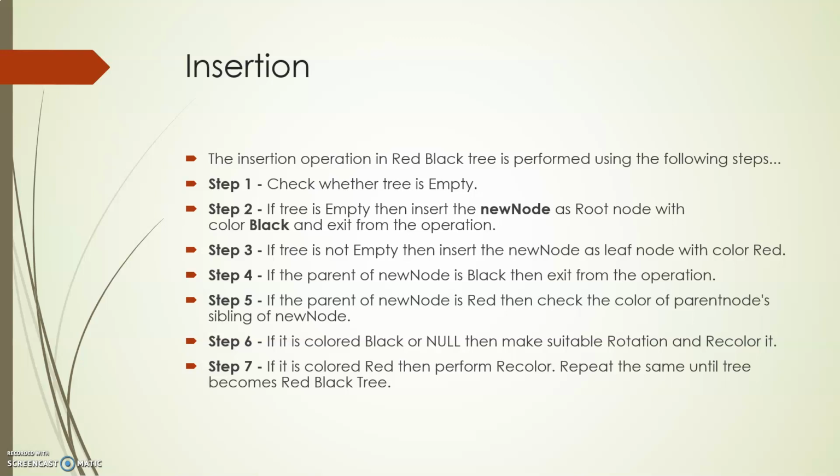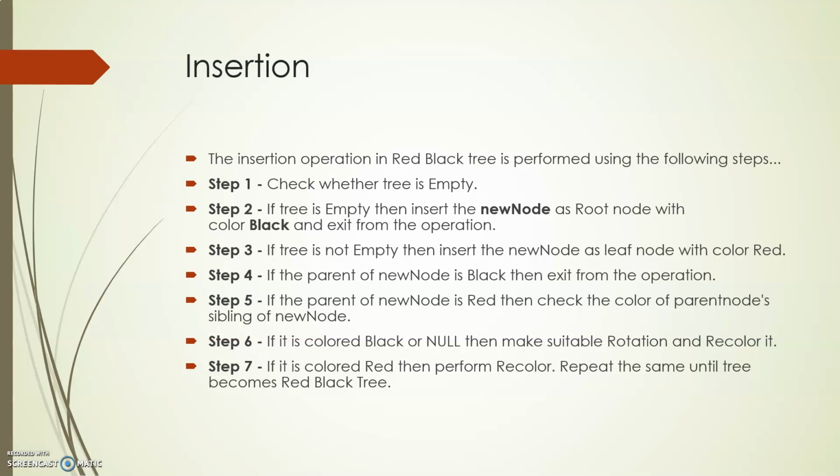If the tree is empty, then you insert the new node as a root node with color black and you exit the operation. If the tree is not empty, then you insert the new node as a leaf node, and the leaf node will be colored red initially because it's a new node. If the parent of the new node is black, then you exit the operation, because there are no consecutive red nodes.